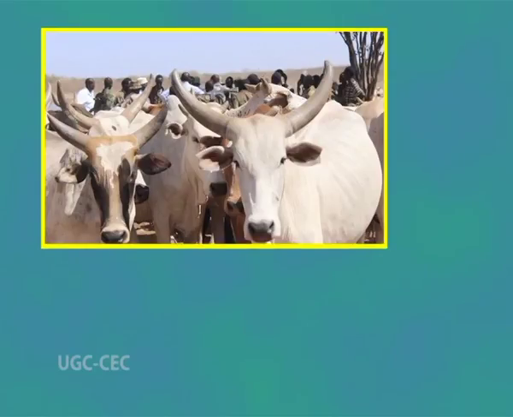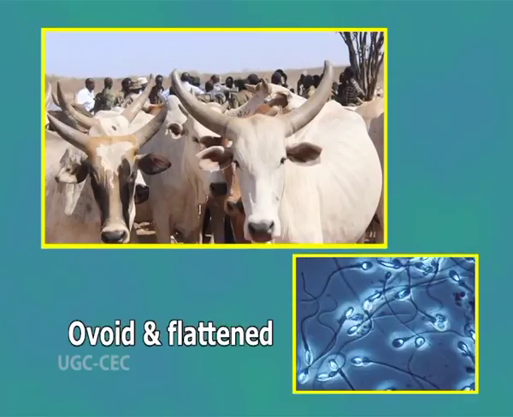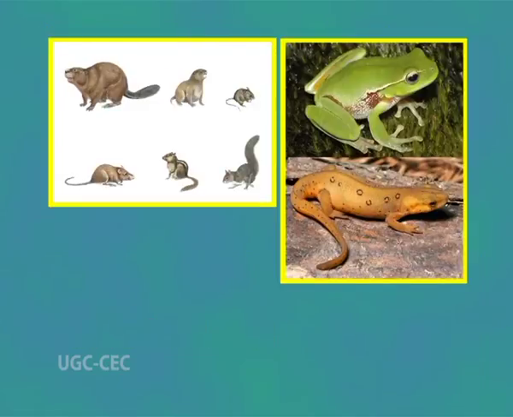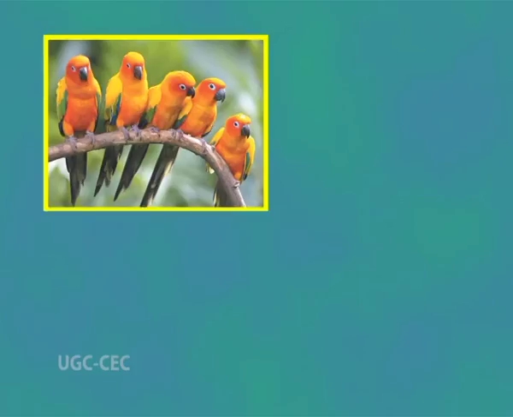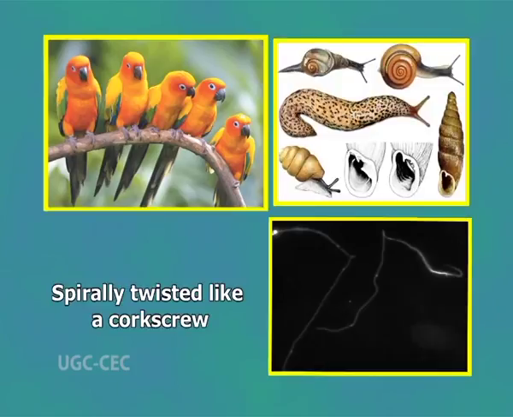Man and bull: ovoid and flattened. Rodents and amphibians: sword-shaped with a pointed tip. Birds and some mollusks: spirally twisted like a corkscrew.